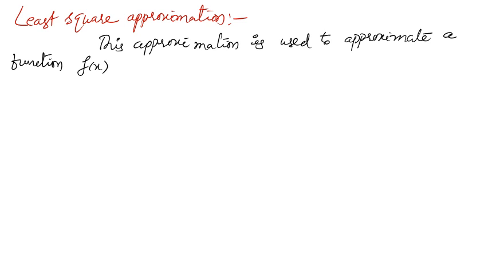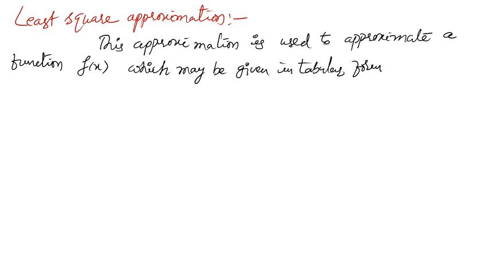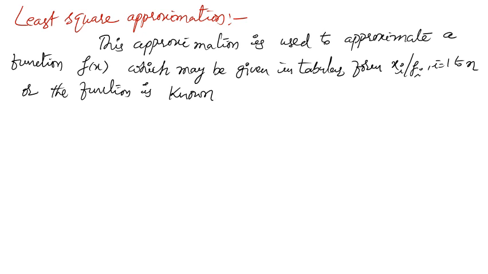f of x, which may be given in tabular form. Tabular form means table values x versus f of xi, nothing but xi versus fi, i equal to 1 to n, or the function is known explicitly.